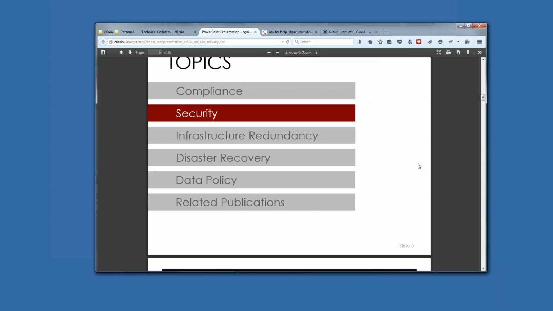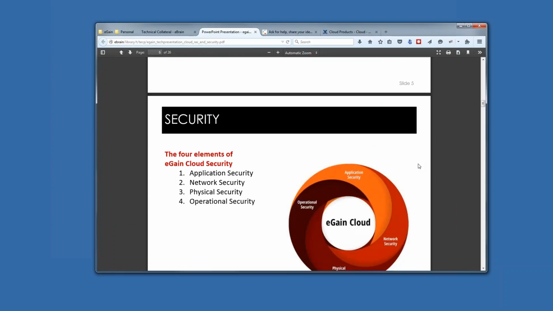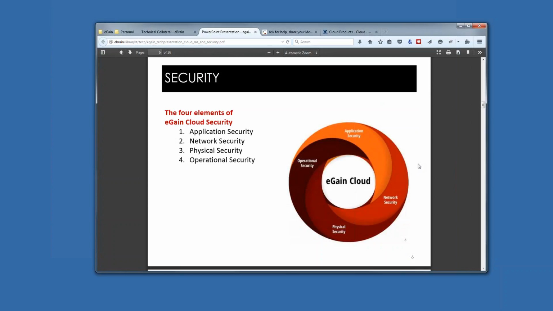On the security topic, I'm going to highlight a couple of things because this is a relatively long section. We talk about four different things: application, network, physical, and operational. The two that we get the most questions about, if it's a customer meeting, are typically about network security. And if it's an RFP, it's typically all four, but the most common ones are network and operational.